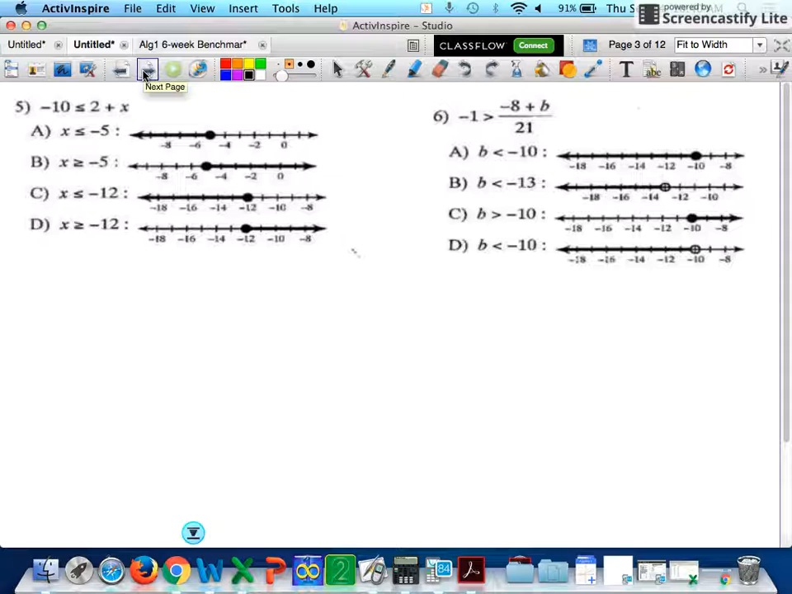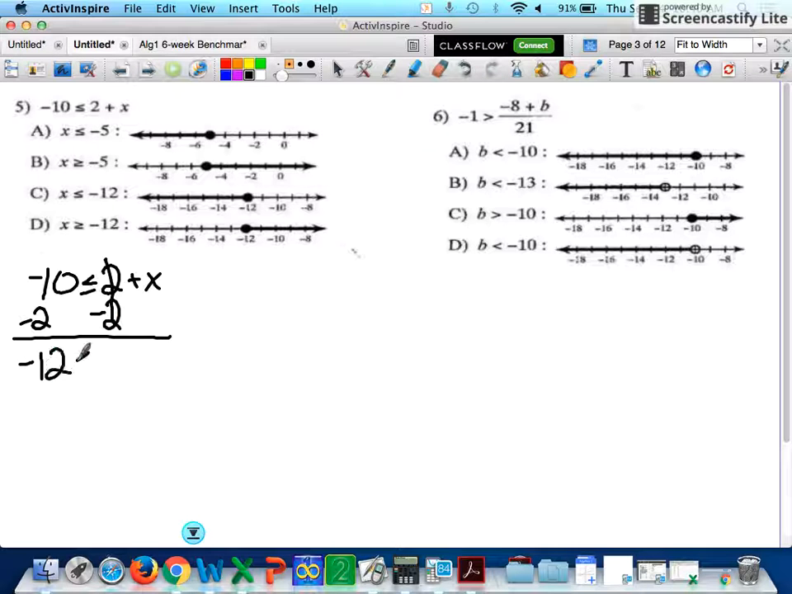On number 5, we've got a little bit more work to do here. We've got a negative 10 is less than or equal to 2 plus x. We want to get x by itself, so we subtract 2 from each side. That's going to cancel. We get a negative 12 is less than or equal to x. And you look up at your answer and say, but Mr. Struthers, my answer's not up there. That's because our x is over here on the right-hand side. If we move it over to the left-hand side, we have to remember to flip this symbol around, okay?